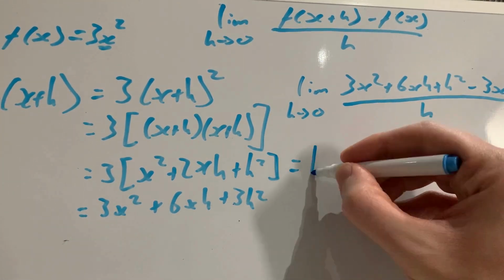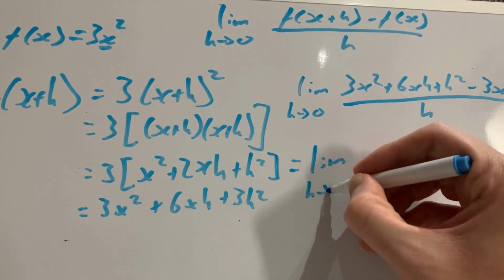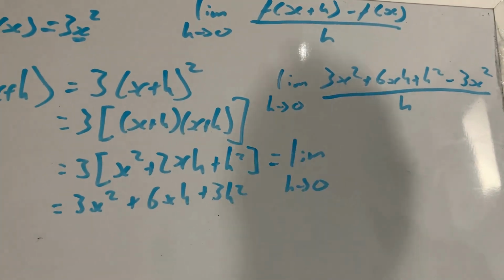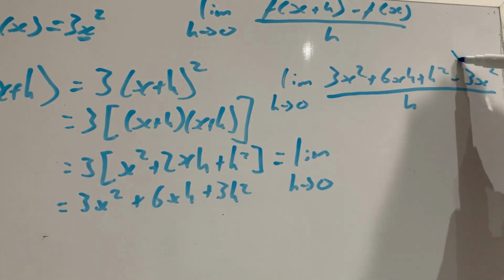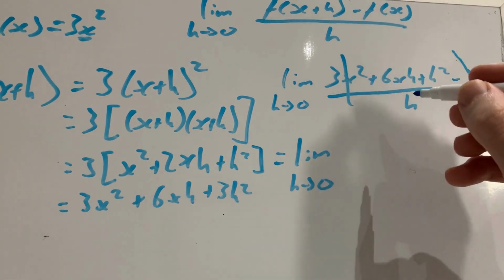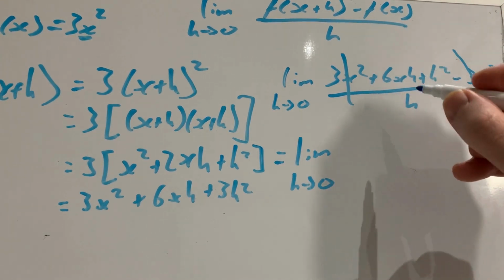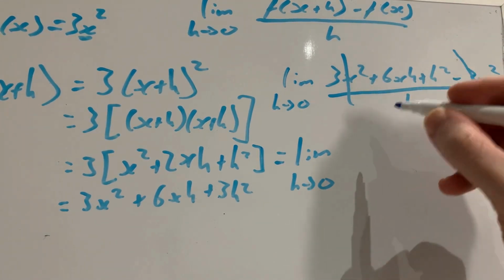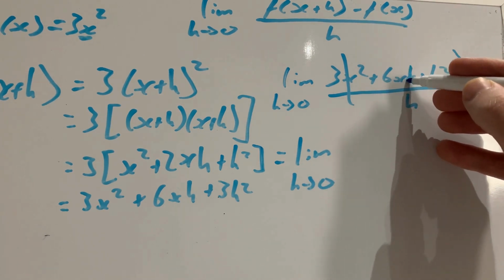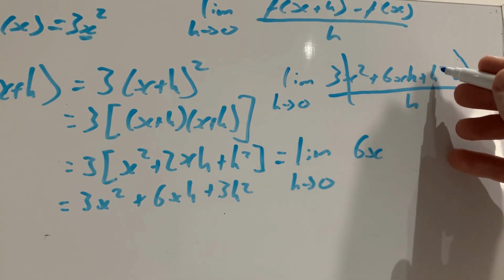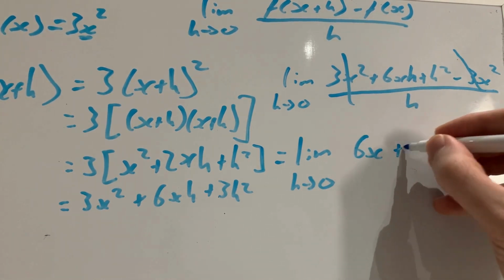So we're going to simplify that even more. It's the limit as h tends to 0. The 3x squareds are going to cancel out because we've got 3x squared minus 3x squared. So we can cancel these, and then we can work on cancelling with the h term. So we've got a 6xh here. We divide the 6xh by h, and we're left with 6x. And we divide the 3h squared by h, so we're left with 3h.